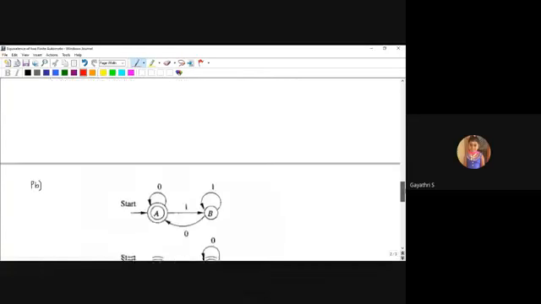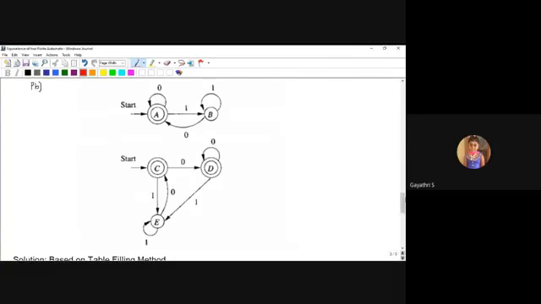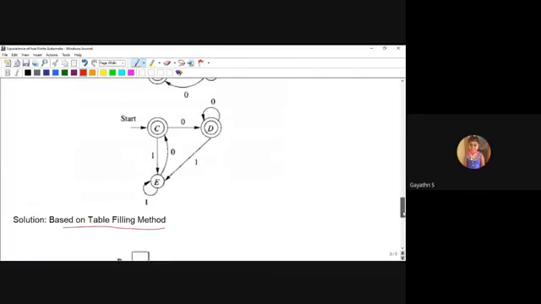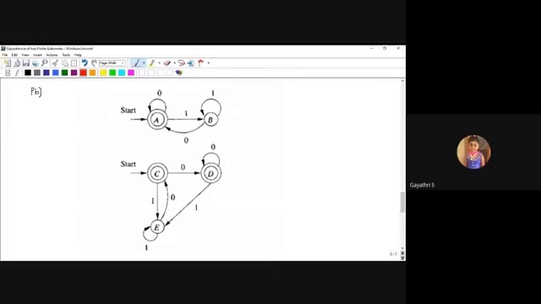But in your textbook they are using the same existing method, the table filling method. So using the table filling method, we are going to check whether the two automatas are equivalent or not. Okay. So what's the first step in the table filling method? You have to draw a table for all combinations of states P comma Q, right? So draw a table based on the combination of two automata states. Here the states of the first automaton are A comma B, and here the states of the second are C, D, E.